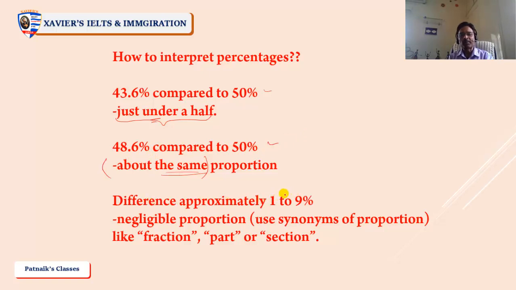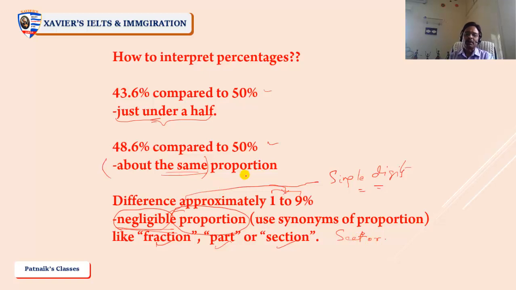Then difference approximately 1 to 9%. That means if the difference is in single digits, right? If the difference is in single digits, then what kind of word will I use? I will be using negligible. The word negligible is appropriately representing the figures between 1 to 9, right? The changes. Negligible proportion. Now see, suppose I'm using proportion in this example, whereas you can use synonyms of proportion like fraction, like part, or a section, or even sector also, right?